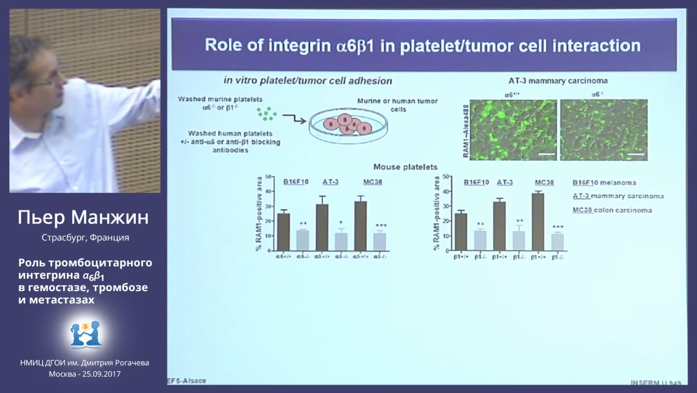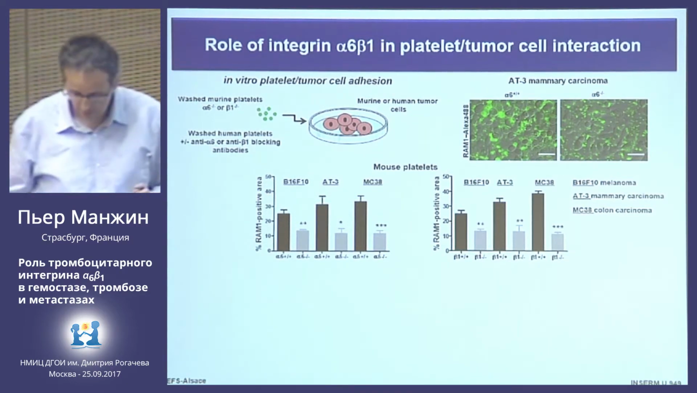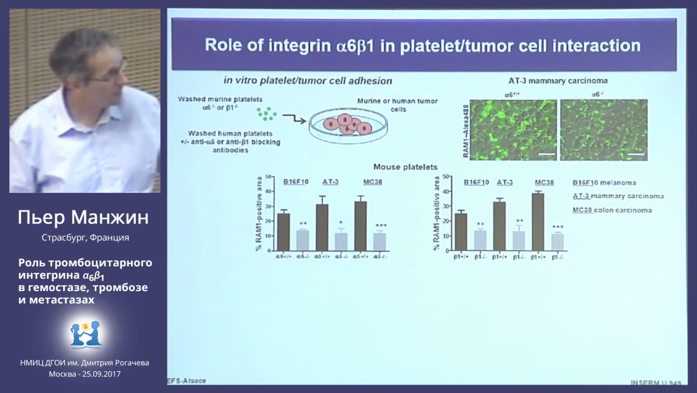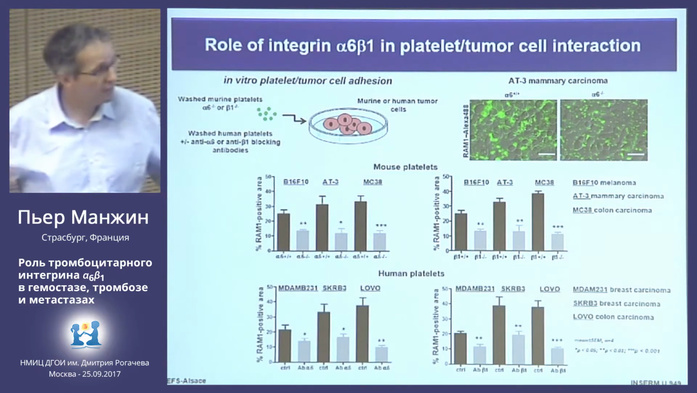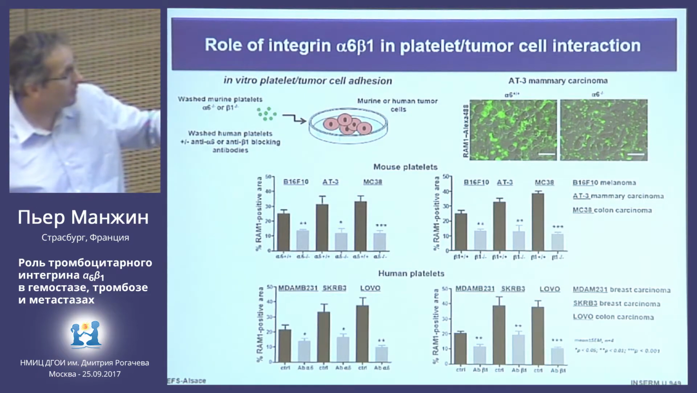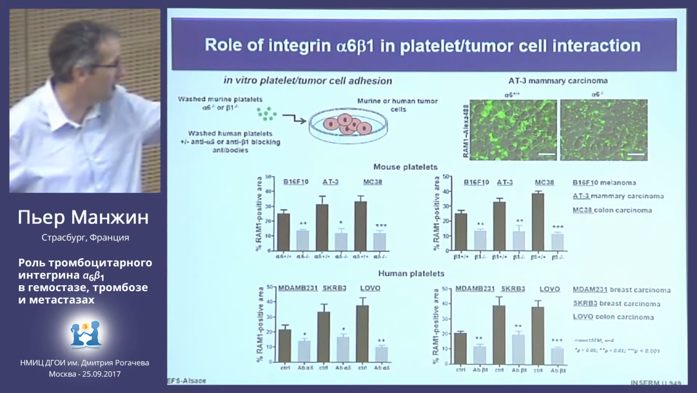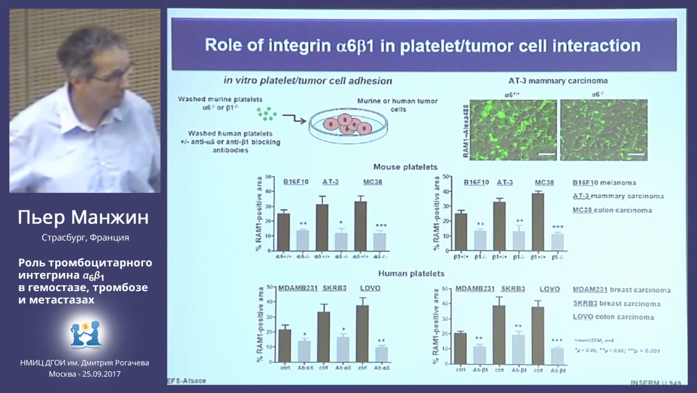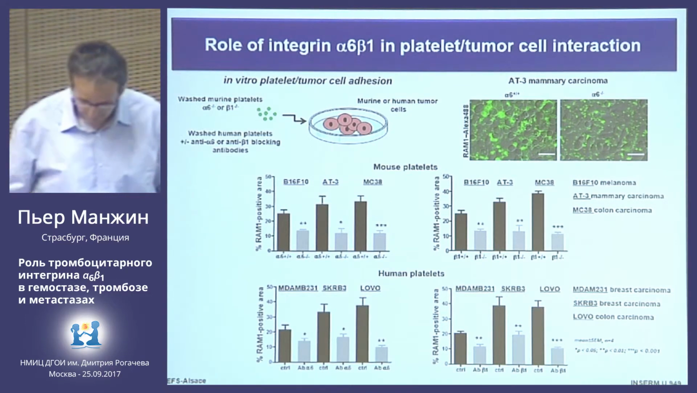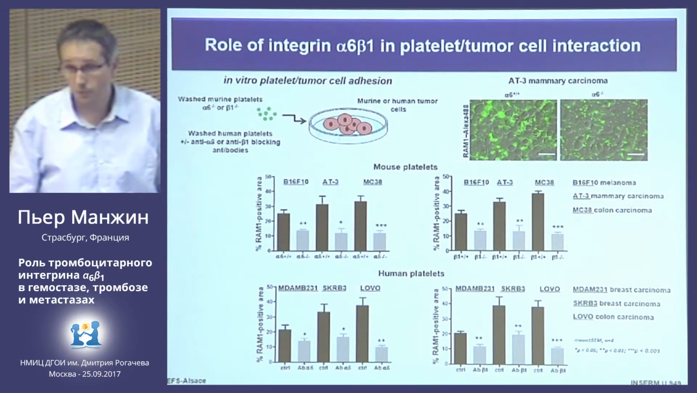This was confirmed for mouse platelets on different types of tumor cells, B16F10, 83 and MC38, both with α6 deficient and β1 deficient platelets, so sorry, not mice, platelets here, it's a purified system. It was also confirmed with human platelets on different types of tumor cells, MDA-MB-231, SK-BR-3 and Novo cells, in the presence this time of washed platelets with a blocking antibody against either α6 or β1. So that's what we observe in vitro.